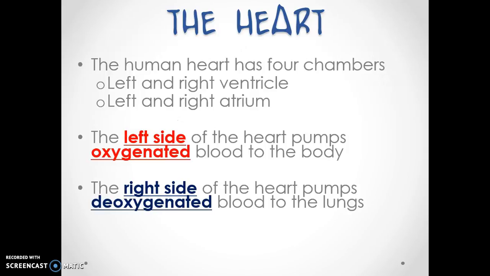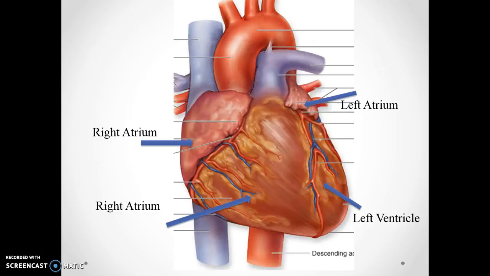The human heart has 4 chambers: the left and right ventricle and the left and right atrium. The left side pumps oxygenated blood to the body, and the right side pumps deoxygenated blood, which contains carbon dioxide, to the lungs. This is the structure of the 4 chambers of the human heart, which is right atrium, left ventricle, and this is my mistake in labeling, it is actually a right ventricle. I'm sorry.